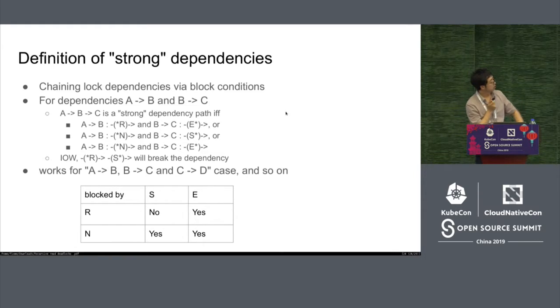Because if this kind of situation happens, B is a recursive reader from A to B, but from B to C, it is a shared reader. And let's look back on the previous ones. The recursive reader cannot be blocked by the non-recursive reader. So there's not a strong dependency here.